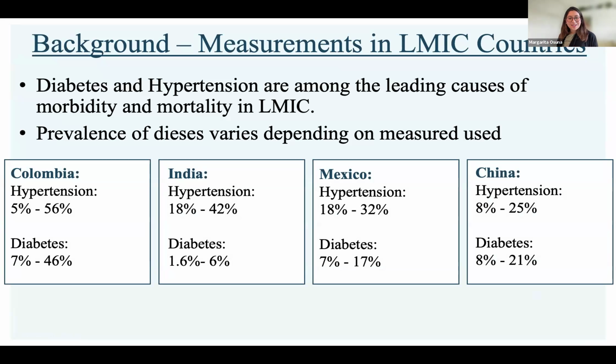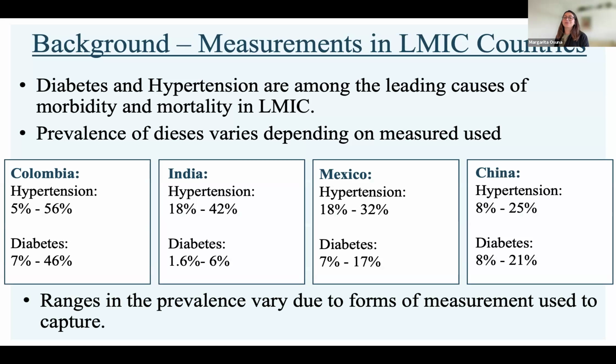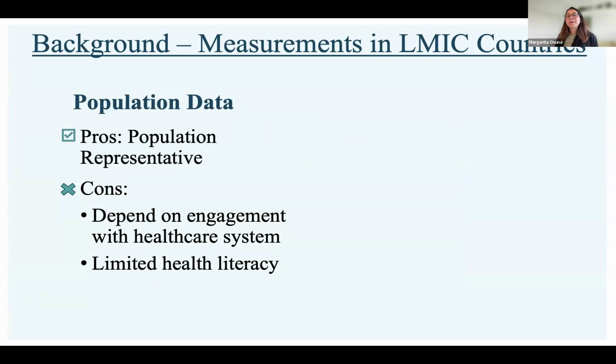And when I started doing my literature review, we realized that the prevalence of the disease has a large range, and it varies quite a bit for hypertension and diabetes in all these countries, which are, by the way, the 4 countries I'll be looking at in this research. The reason that there's such a large range is because it varies depending on the measurement that's been used to capture the disease. So for example, a lot of the research that has been done uses population data.